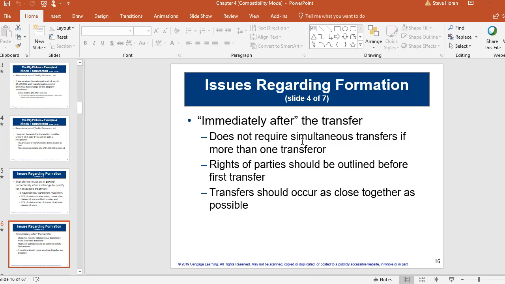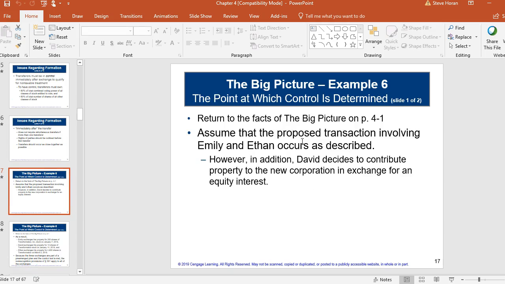If more than one transferor, rights of the party should be outlined before the first transfer, and transfers should occur as close together as possible. So don't delay them or spread them out over a bunch of time. Have a document prepared so all the parties know what the rights of each are.